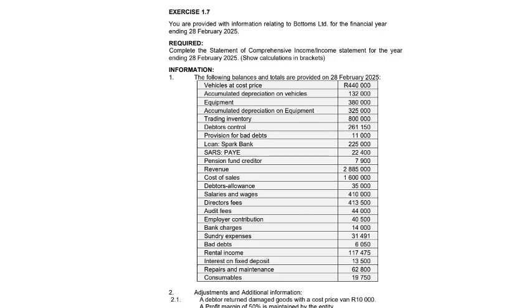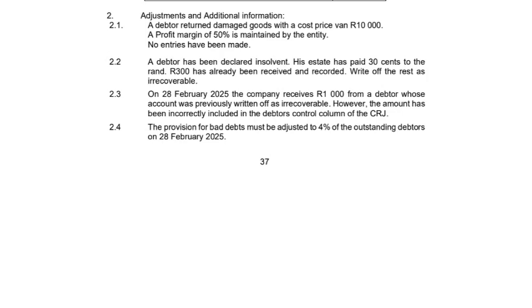1,600,000, debtors allowances 35,000, salaries and wages 410,000, directors fees 413,500, auditing fees 44,000, employer contribution 40,500, bank charges 14,000, sundry expenses 31,491, bad debts 6,050, rental income 117,475, interest on fixed deposits 13,500, repairs and maintenance 62,800, consumables 19,750.